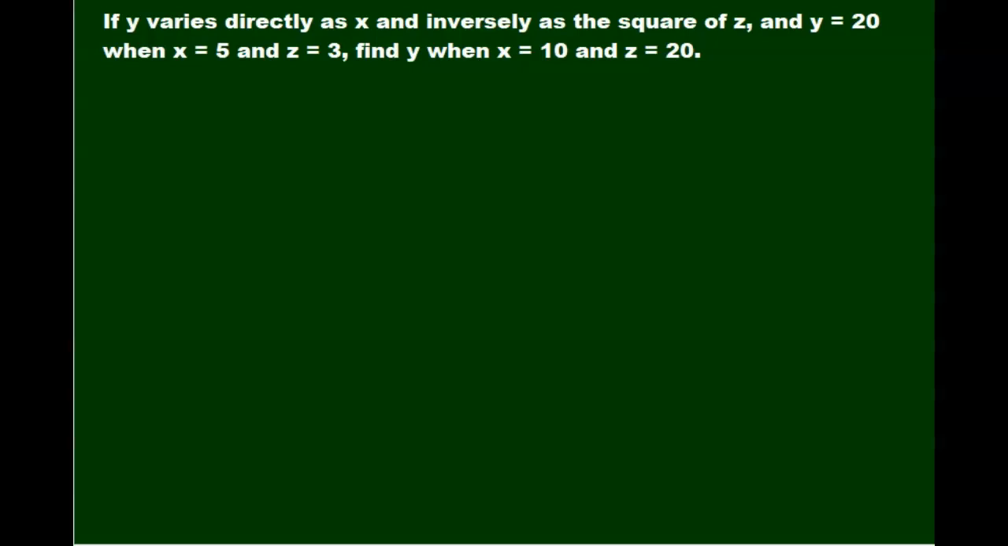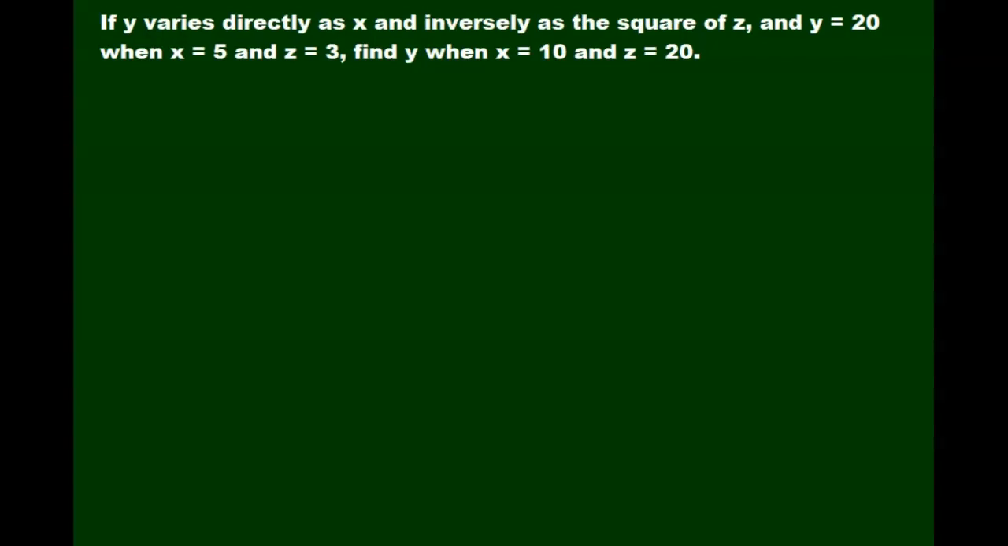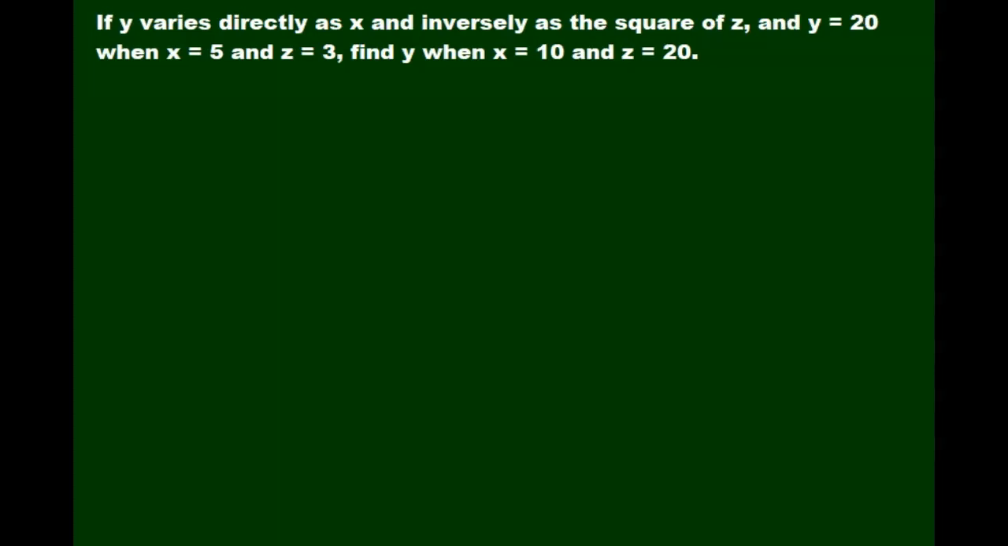In my earlier videos, I talked about direct variation, inverse variation, and joint variation. Combined variation is very similar to joint variation, where you have more than one independent variable that's related to your dependent variable. Let's do a warm-up question.